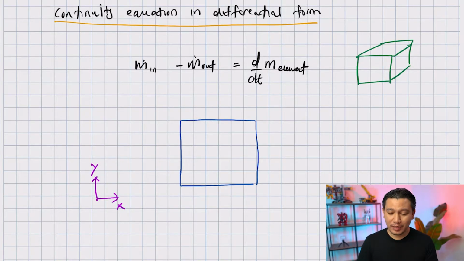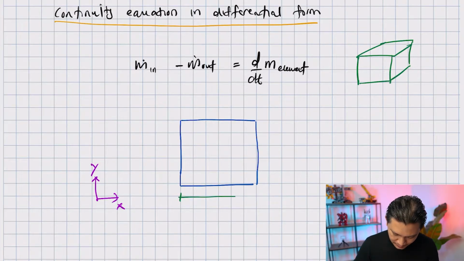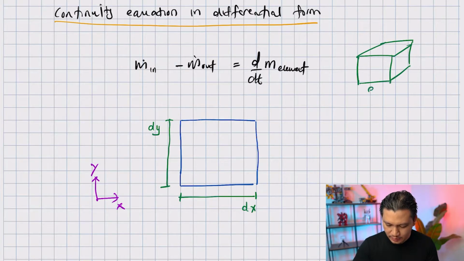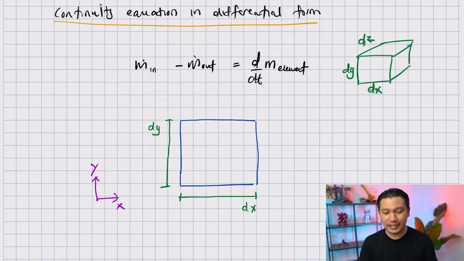And I'm going to label the length here as dx. And I'm going to label the length here as dy. Okay, so dx is basically here and dy is basically here, which means the depth of this 3D volume is dz. And remember that this is very important for our derivation later.